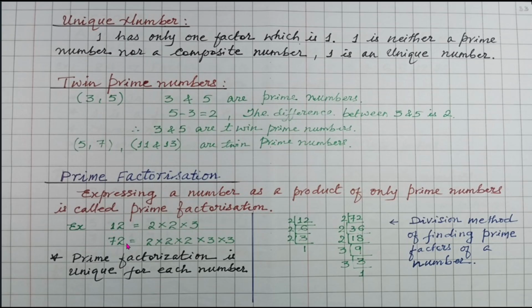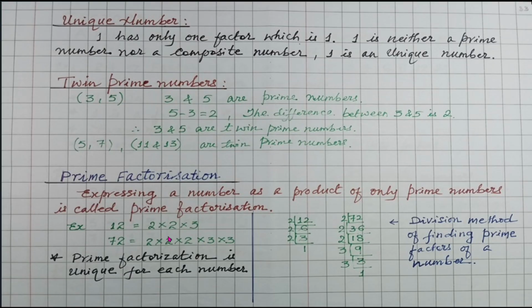Now let us take 72. The prime factors of 72 are 2 into 2 into 2 into 3 into 3, which gives us 72. These are the prime factors of 72, and the process is called prime factorization. Please remember, the prime factorization of any number is unique. That means this prime factorization cannot be for any other number other than 12.